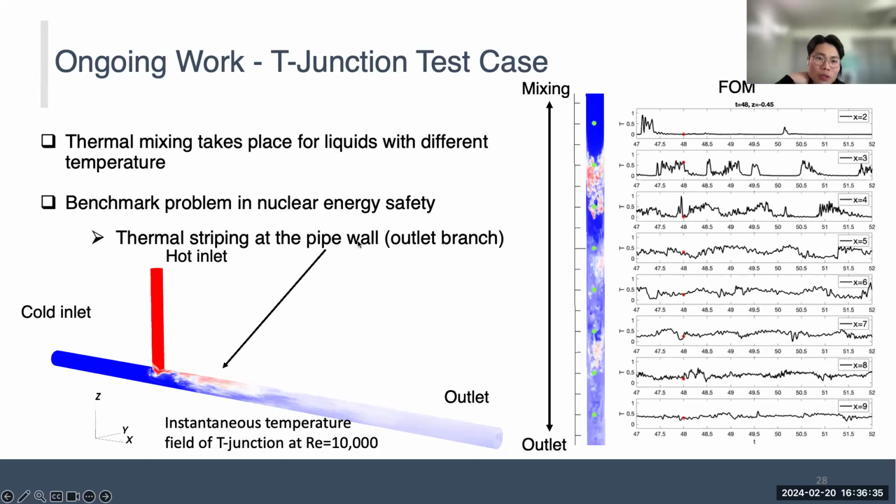On the right, I'm showing the temperature history for the forward model at different locations from the mixing, which is the junction, to the outlet. So you see those irregular temperature behaviors close to the junction. And then as you move toward the outlet, it becomes less irregular.